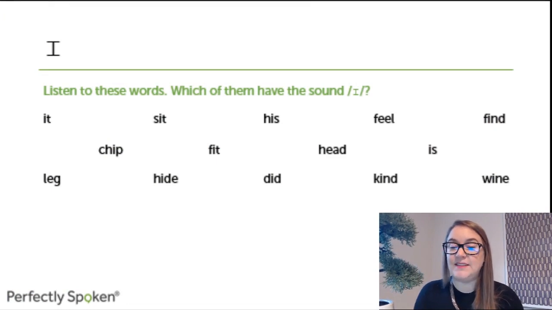Okay, this time let's think about the shorter sound I. Listen to these words. Which of them have the sound I? It, sit, his, feel, find, chip, fit, head, is, leg, hide, did, kind, wine. Again, pause the slide. Which of them have that very short I sound?